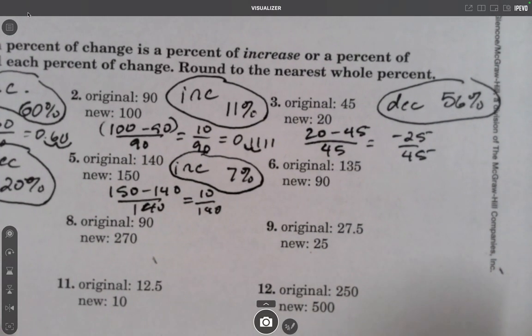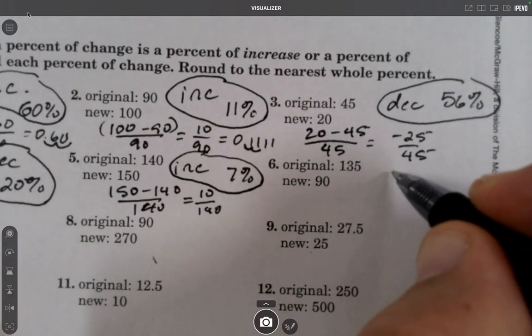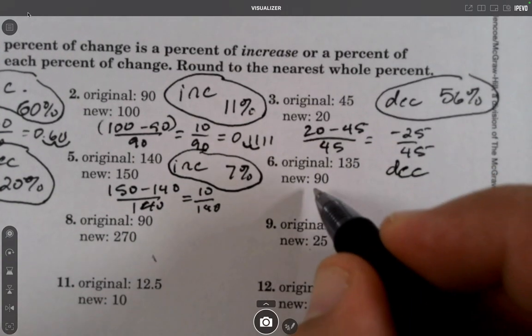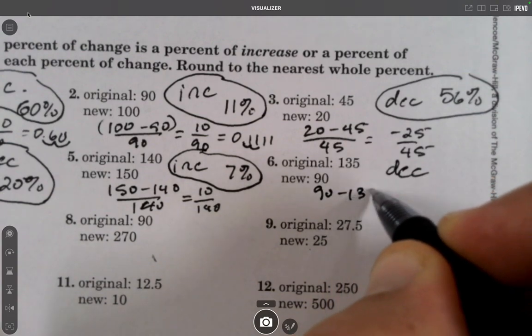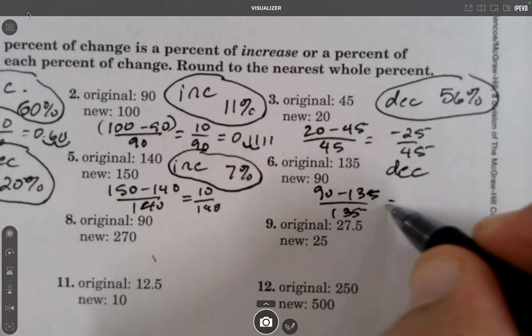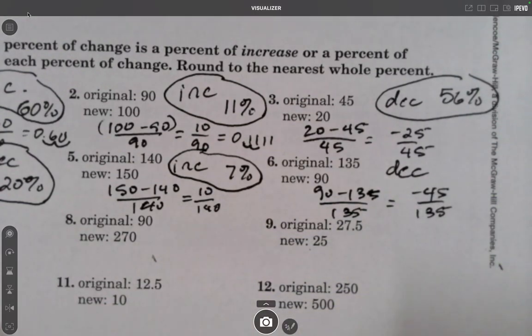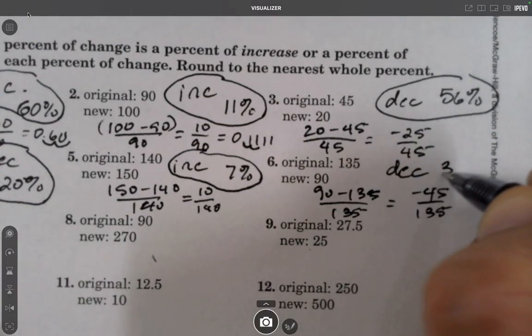Okay, last one is a decrease because it starts at 135, goes down to 90. We do new minus old over old. So you get negative 45 over 135. That gives you negative 0.333333. So again, the negative confirms you were correct in saying a decrease. So it rounds to 33%.